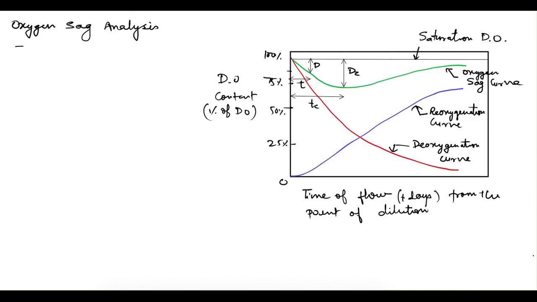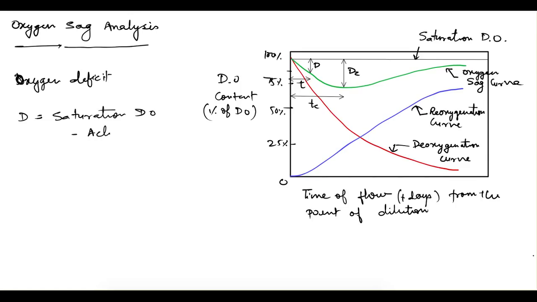Hello everyone, let's try to understand oxygen sag analysis in this video. For that, the first thing we need is oxygen deficit. So what is this oxygen deficit? Let's say D is your oxygen deficit, then it is the difference between saturation DO and actual DO. What is the saturation DO in that stream and what is the actual DO which is present? This saturation DO depends upon the temperature.